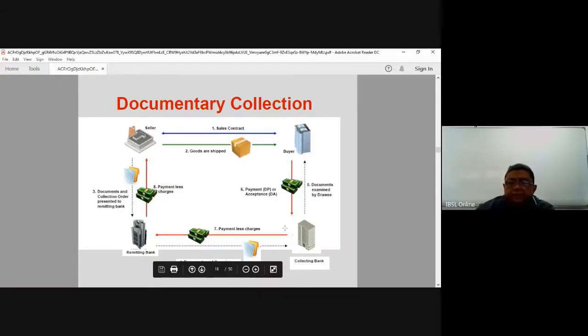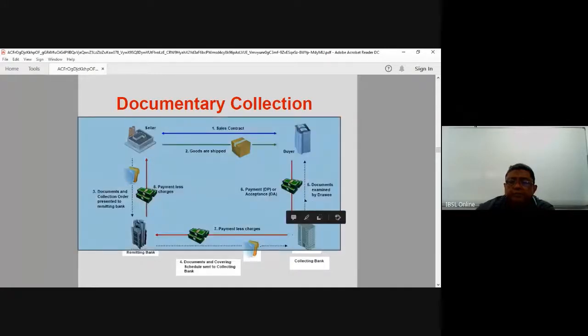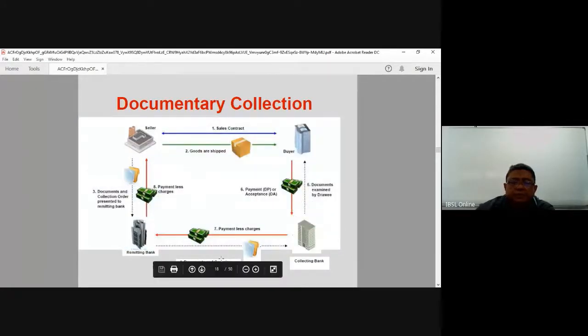Then, the documents are sent to the importer's bank, you can see this one. Number 4, documents and covering schedule sent to the collecting bank, right? Then from the exporter's bank, the documents come here to the importer's bank. Now, when he sends the bill of lading and commercial invoice to his bank, he'll put a covering letter to the bank, right?